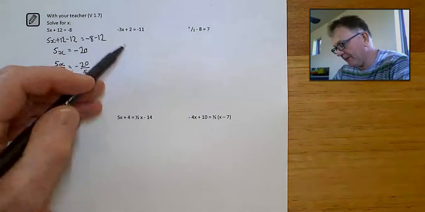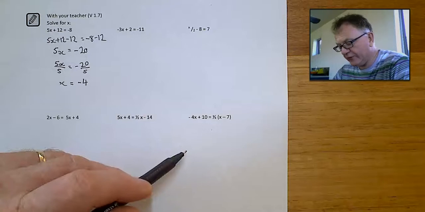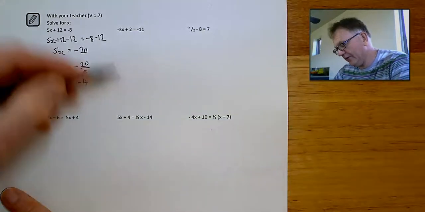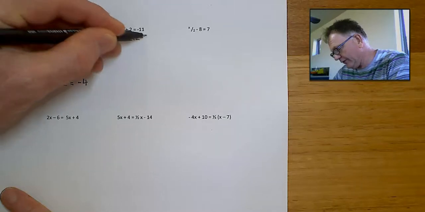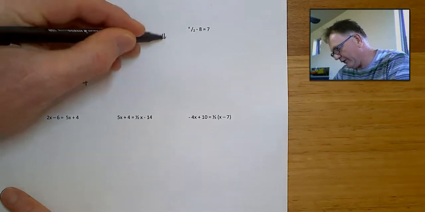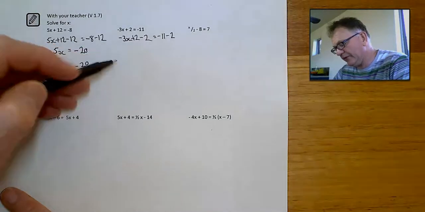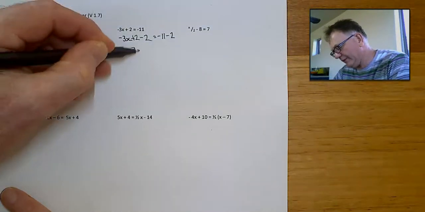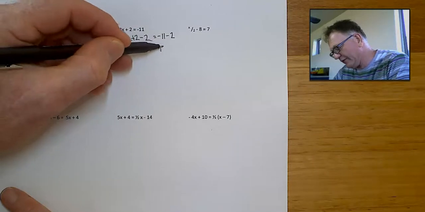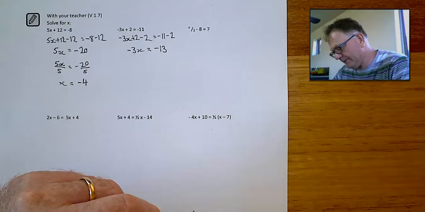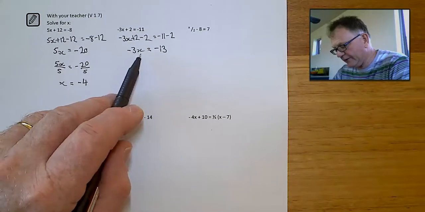Let's do another one. With this one here, I would start by getting rid of this 2, and you can do that by taking it away from both sides. So negative 3x, and we've got plus 2. I'm going to take away 2, but I also must take it away from the other side of the equation. Negative 3x plus 2 minus 2 is just negative 3x. That's what I wanted. Equals minus 11 minus another 2 is minus 13. Now, I've got negative 3x equals minus 13.